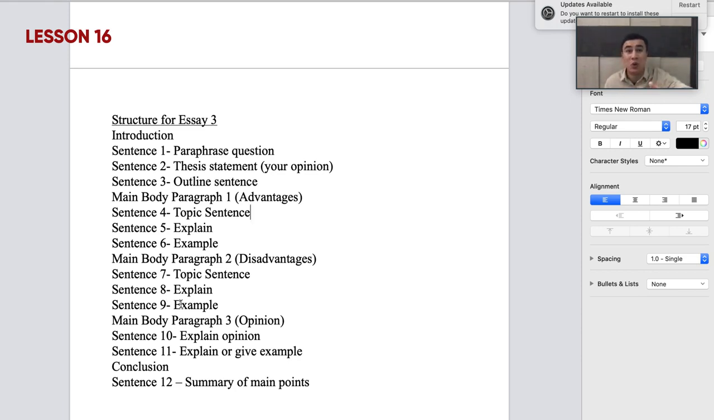And you will have your third paragraph in your main body, which is going to be dedicated to your opinion. First, you should explain your opinion and explain or give an example. So you should try to explain your opinion in a general way and then either come up with an example or try to explain it in a more detailed way. And of course, in the last sentence, you will sum up your main points.